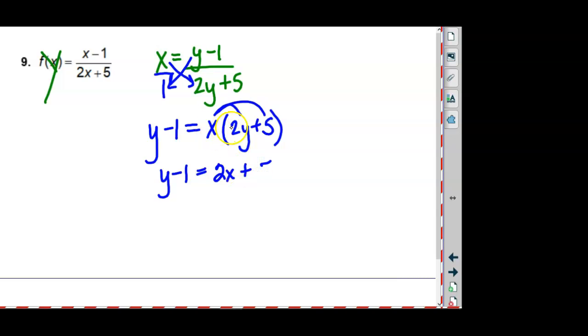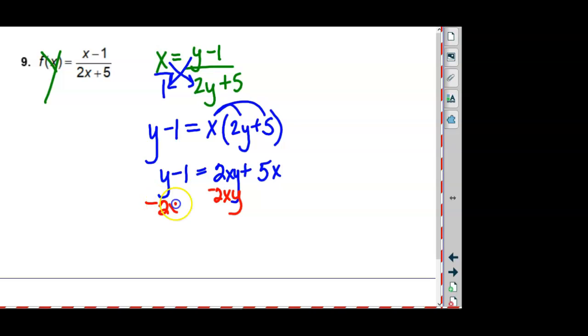X times 2y would be 2xy. Everybody okay there? And then x times 5 would be a 5x. All right, now we need everything that has a y on one side. I'm going to move to the left. What do I need to move over to the left? A 2xy, and how am I going to move it? Subtract it.